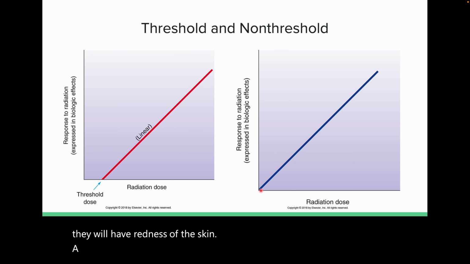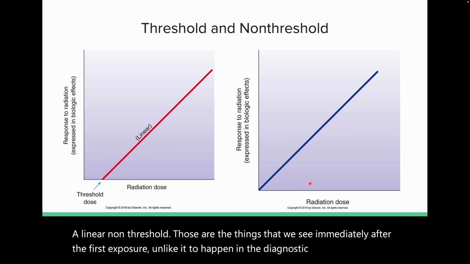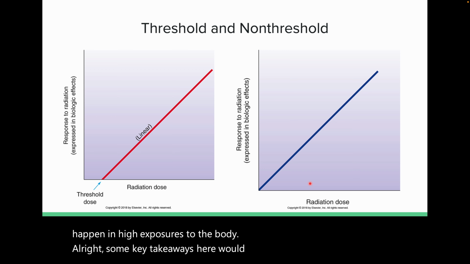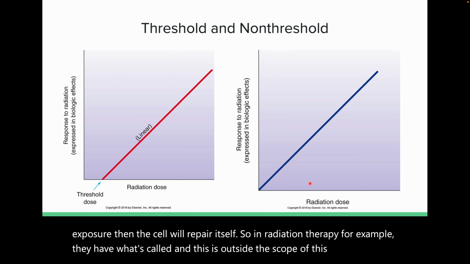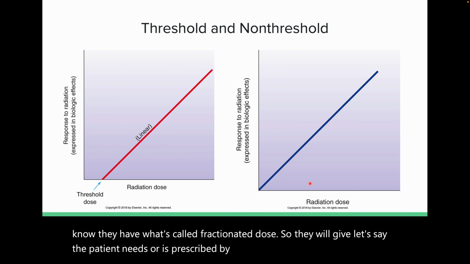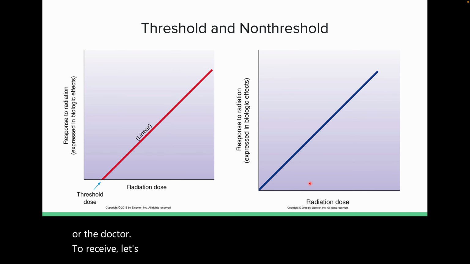A linear non-threshold response is what we see immediately after the first exposure. Unlikely to happen in the diagnostic range, but it can happen in high exposures to the body. All right, some key takeaways here would be that if there's a non-lethal exposure, then the cell will repair itself. So in radiation therapy, for example, and this is outside the scope of this, but it's cool to know, they have what's called a fractionated dose. So let's say the patient is prescribed by the physicist or the radiation therapist or the doctor to receive 5 grays, and they assume that's what's necessary to destroy the cancer.